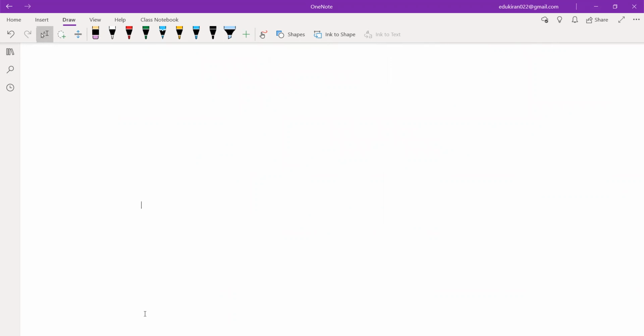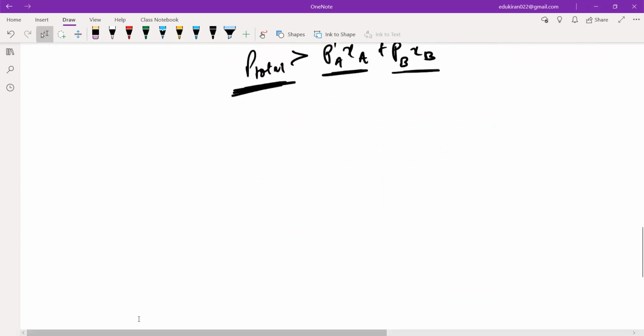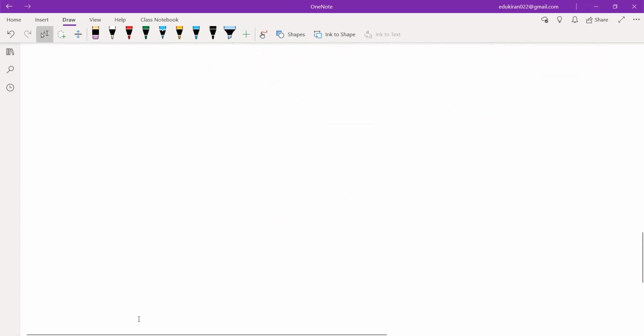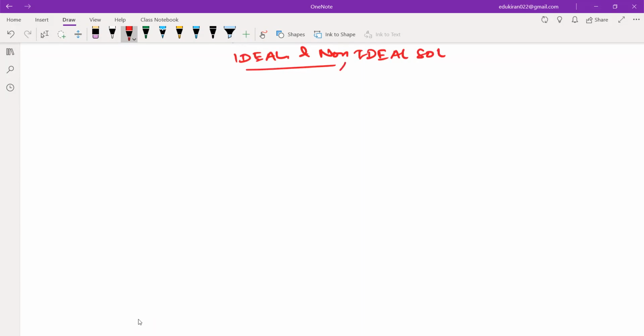Let us do one thing. Let us write, okay? आपको बहुत समझा लिया, अभी लिखते हैं. उसके बाद when we will be dealing with non-ideal one, then we can just write it down. Let us write ideal and non-ideal solution. So what is ideal solution? The solution that obeys Raoult's law.